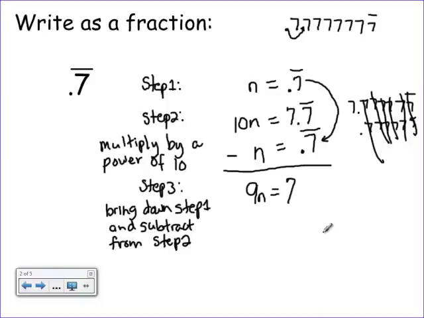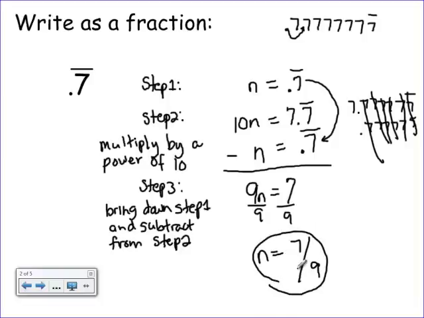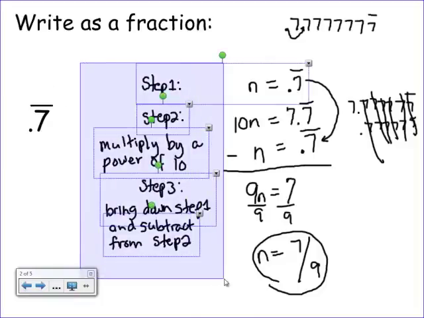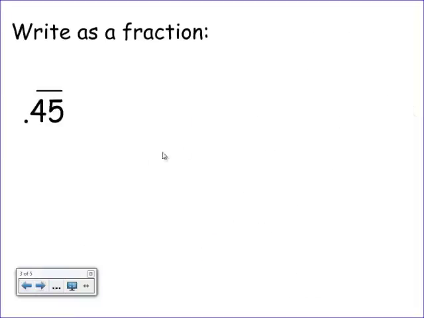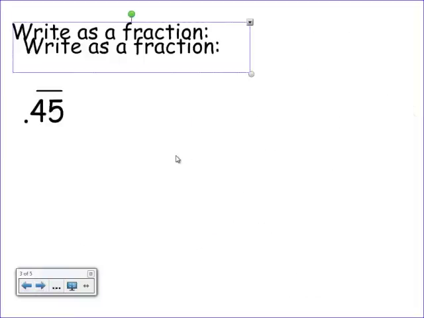And now can you see the fraction forming? Divide by 9, divide by 9. So here's my fraction. 7 over 9. That's how I turn 0.7 repeating into a fraction. All right, so I'm going to take these steps right here. I'm going to try and group them together. We're going to carry them along to our next page. Nope, that didn't work.